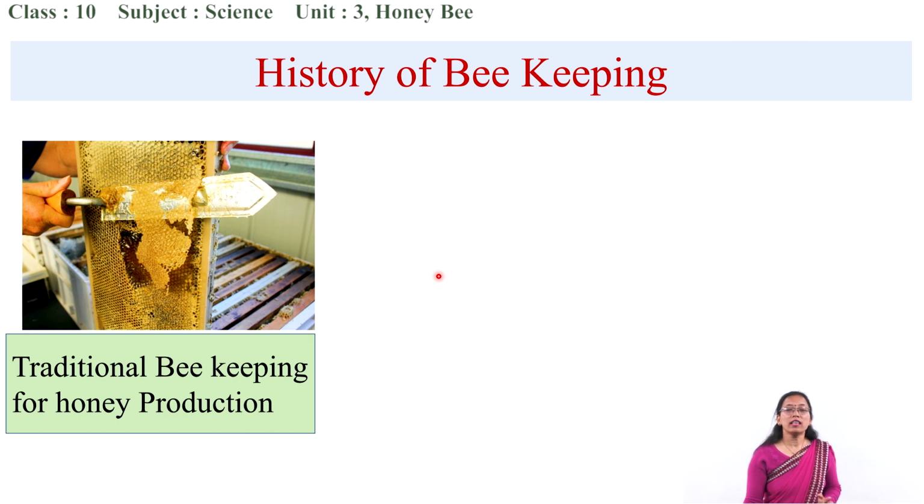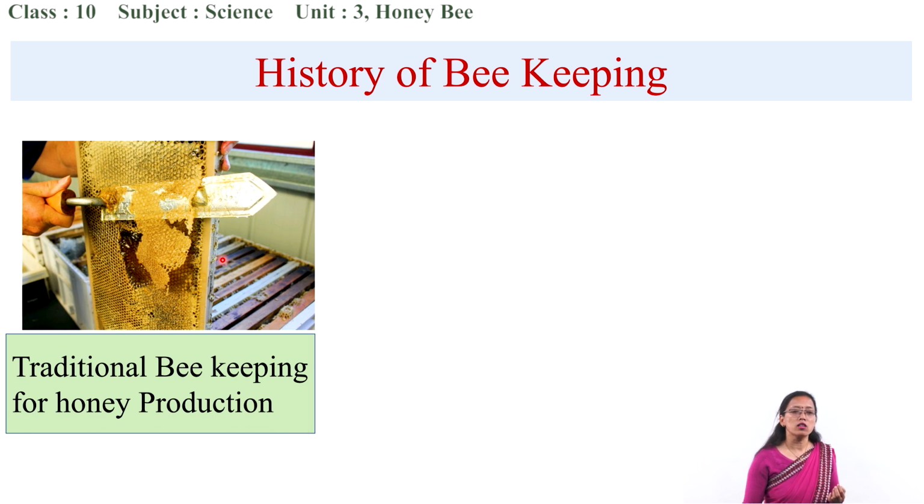They used to do beekeeping for the production of honey, which was used to prepare different kinds of Ayurvedic medicine, and also for different purposes. In the different histories of our literature also, there are so many references we can find. And here, first of all, there is traditional beekeeping for honey production.